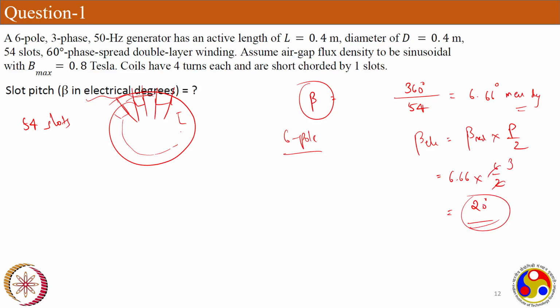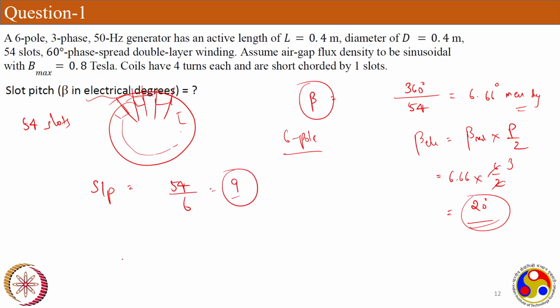There is another way also. You know slots per pole. The poles are 6, and slots per pole will directly give you how many slots are under each pole. So it's a 6 pole machine. There are 54 slots. So each pole would have 9 such slots as per S by P. 54 slots divided by 6 poles, so 9 slots per pole.